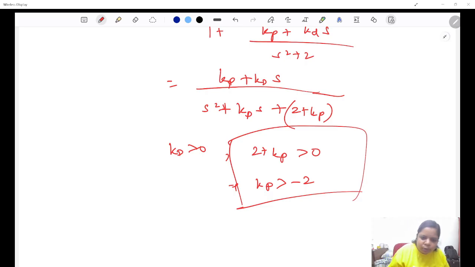So that's all for today. Next time we are going to work on the Routh-Hurwitz stability criteria, and we'll take the special cases from here. We'll also see the performance specifications.